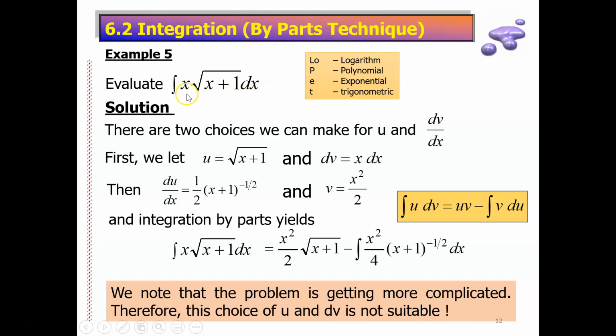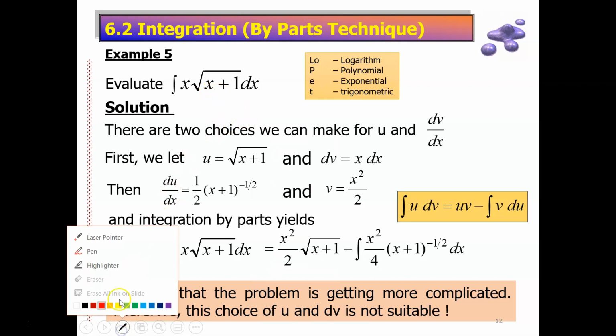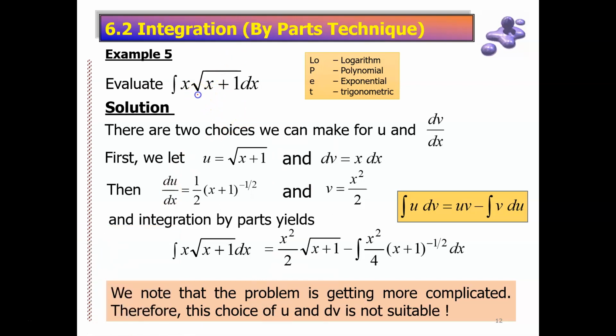The remainder, what is left over, will become dv. So we have already taken this one. Okay, let me use the pen. So we have this one as u. The remainder, we have x and dx, so this one, x dx, will become our dv. Why do we want to find dv? Because we have this by parts formula just now: the integration of u dv. So you have u and you have dv.